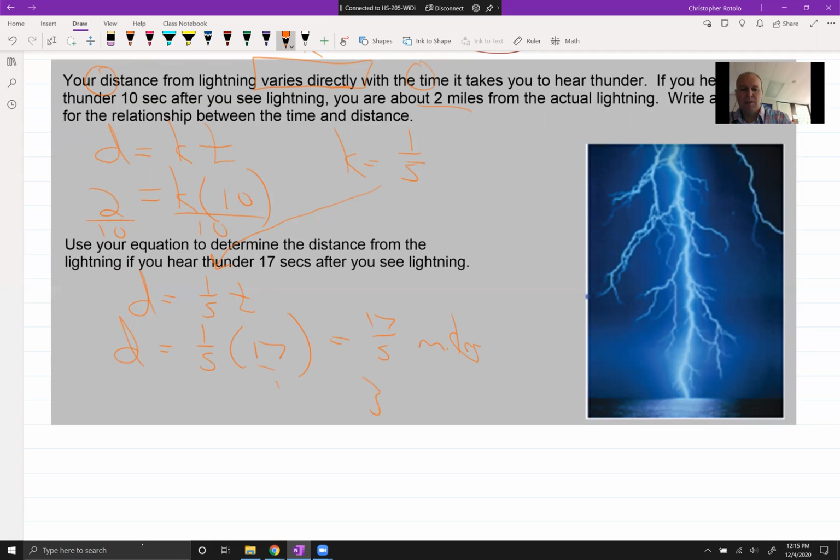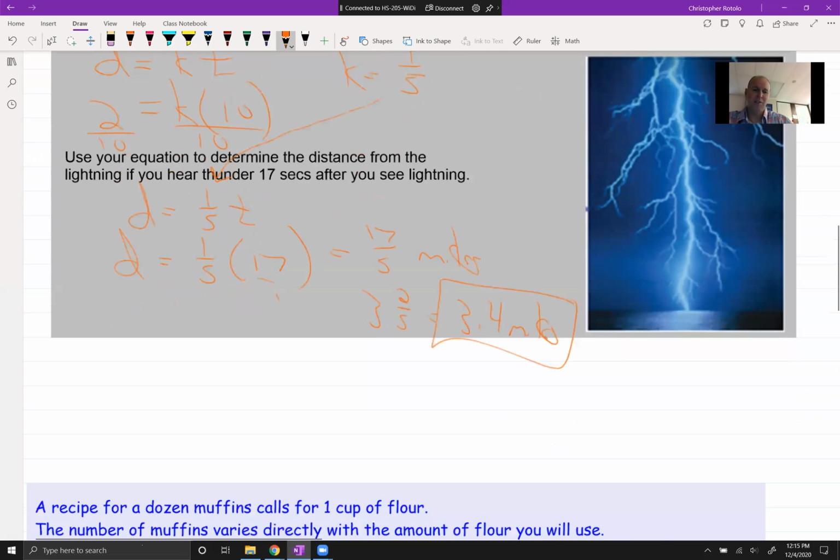All right, so that's 3. That would get me to 15, 2/5. All right, so that's 3.4 miles away. Can I use a calculator? Sure. I needed one. Got one. All right, that's our lightning problem.